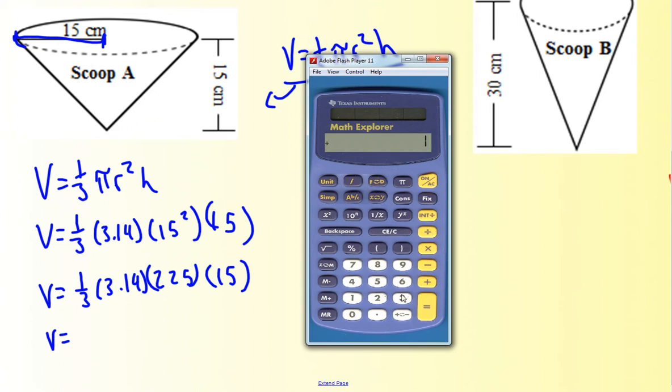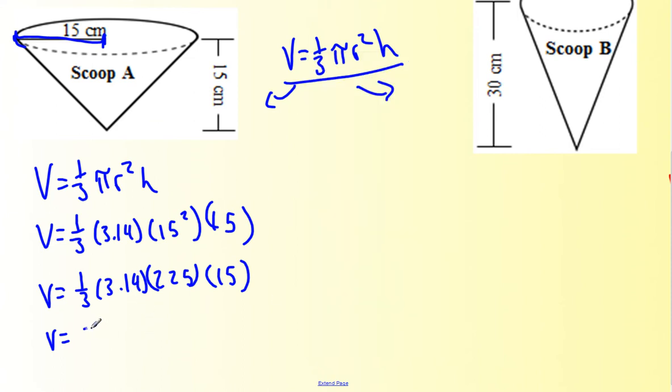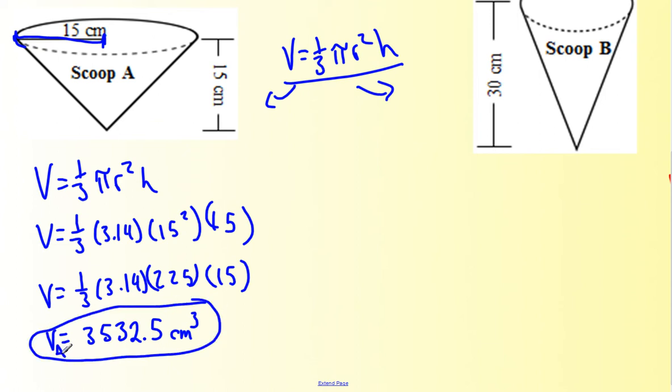So 1 divided by 3, to change this into a decimal, times 3.14. Times 225 times 15 is 3532.5. And that would be in centimeters cubed. So this is the volume of scoop A. See, volume of A is this.